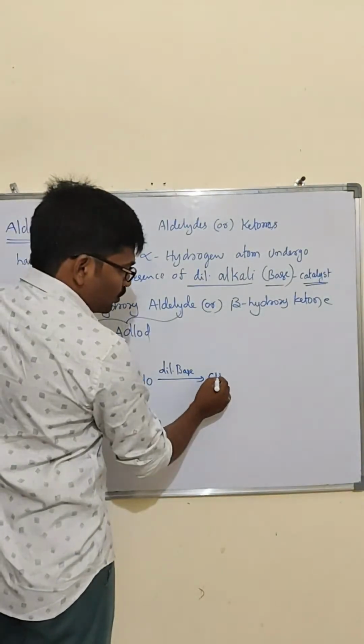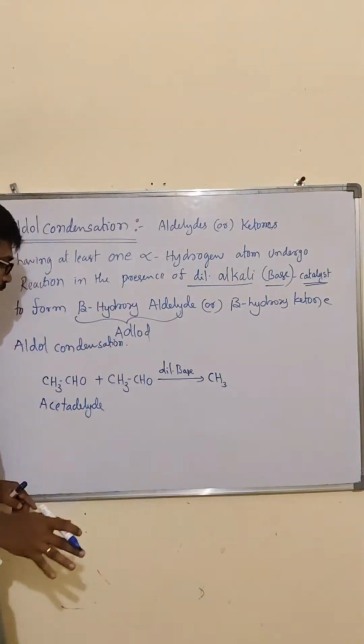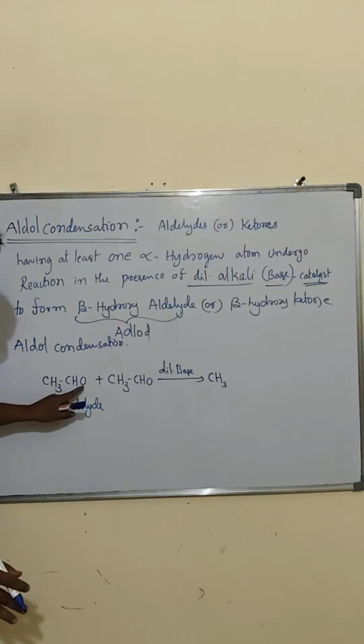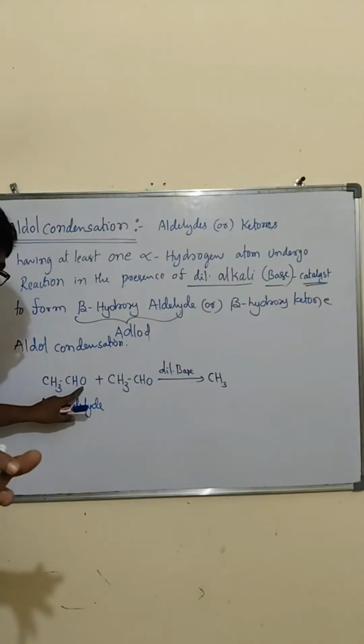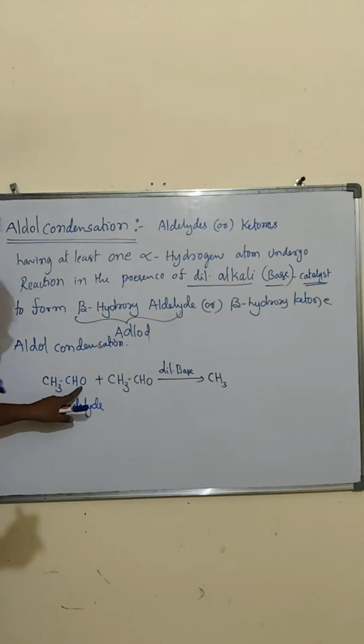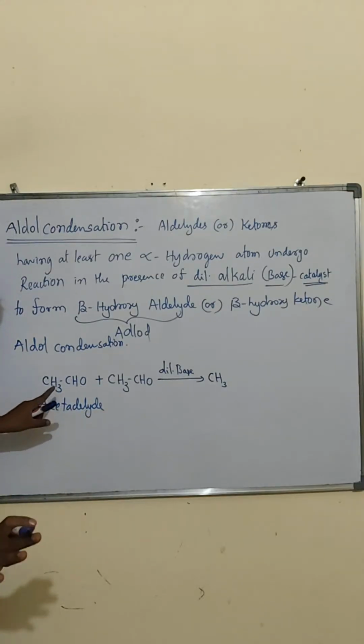See how to write the product. CH3CHO is there now, the first compound. CH3CHO. Listen, my dear students, please stay in line and observe carefully. Definitely you can get some knowledge on the aldol condensation, and whatever question comes from aldol condensation, you can do it easily. So listen carefully how to write the product.